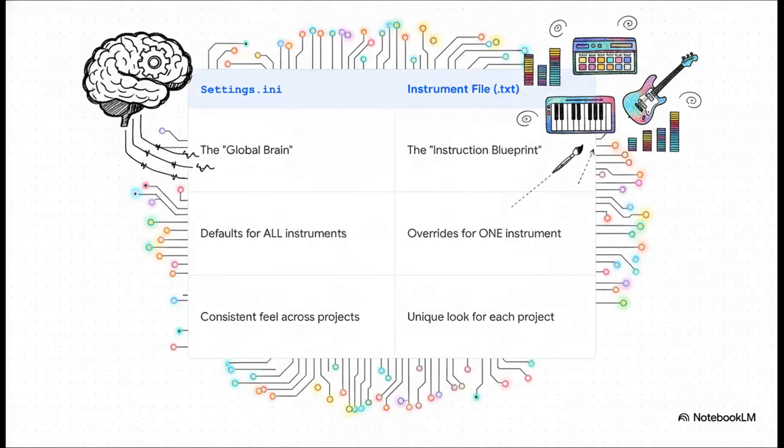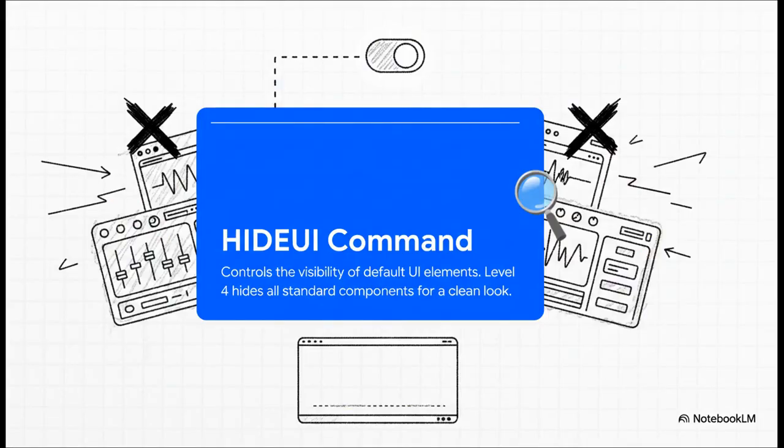Crescendo gives you two main ways to customize things. First up, you've got the settings.ini file. Think of this as the global brain. It sets the default look and feel for absolutely everything you build. But then, for each specific instrument, you can drop commands right into its text file to override those defaults and make something totally unique.